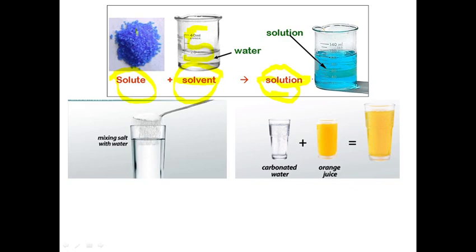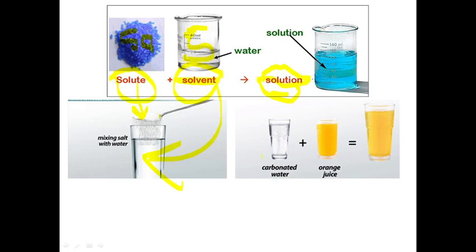This is the solvent and this is the solute. The solute is something that will be mixed in a liquid, and the liquid is the solvent, and together solute and solvent will form a solution. In the case of salt and water, salt is the solute and water is the solvent. Got it? And whatever we get, this salt water, is a solution.